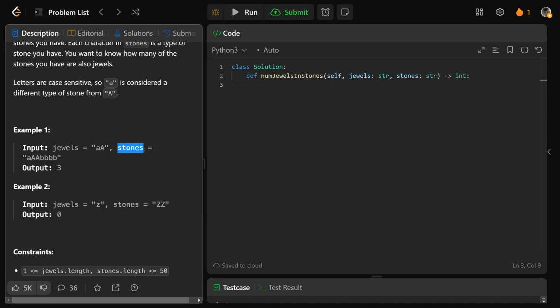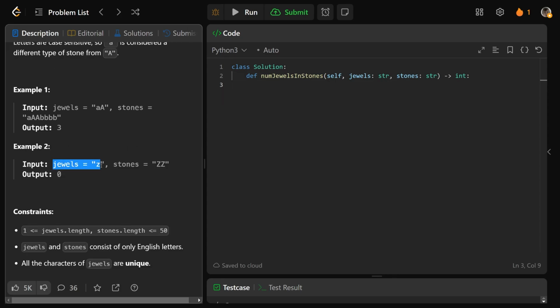So then if you have these stones, you have lowercase a, which is a joule, you have these two, which are also joules, but then you have these four B's, which, since they are not in the string of joules, are not going to count to your output. So your total output is the number of stones that are joules, and that is the first three, so we'd return the count, which is three. And in this example, joules is just lowercase z, but we have two uppercase z's as stones. Those are not going to be helpful, so we actually have 0 joules.